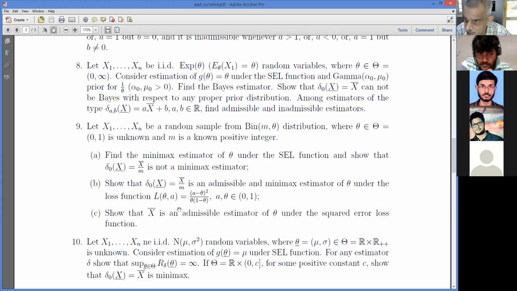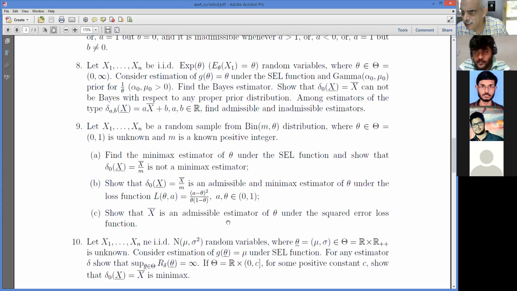So what does that mean? There exists an estimator delta naught such that the risk of delta naught, that means expected value of (delta naught minus theta) whole square, is less than or equal to expected value of (X bar by M minus theta) whole square for every theta, with strict inequality for some theta, because I am saying that it is inadmissible under square error loss function.